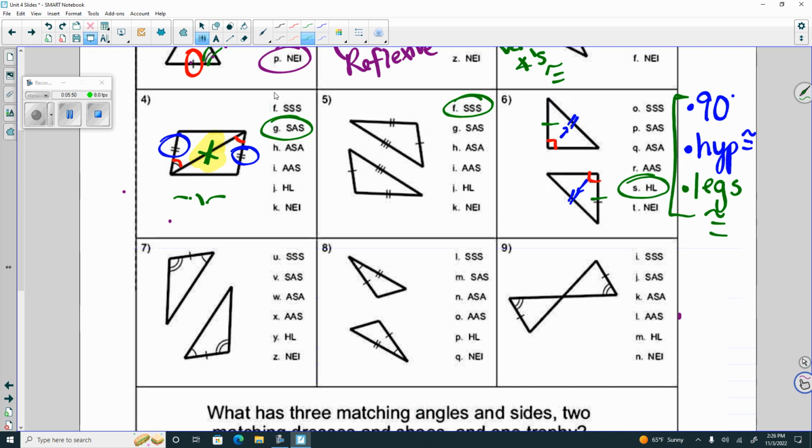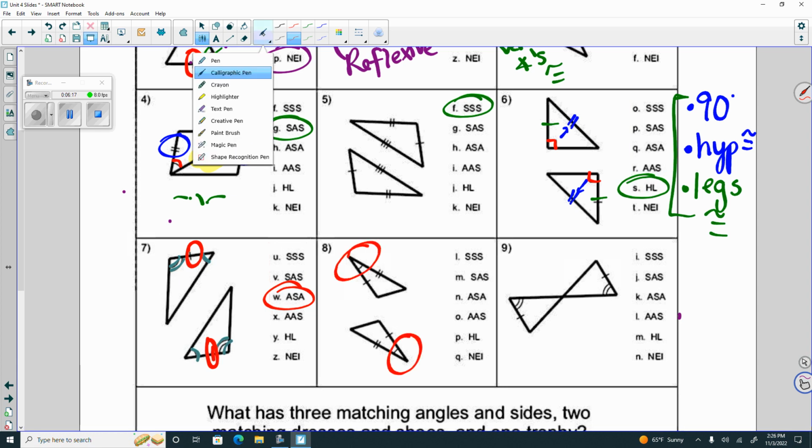If we go down here on number 7, 8, and 9, we should notice that in 7, we have 2 pairs of angles that are congruent, and then a side between those angles that is congruent. So that's angle, side, angle. In number 8, we should notice that we have an angle between sides that are congruent. So that is side, angle, side.